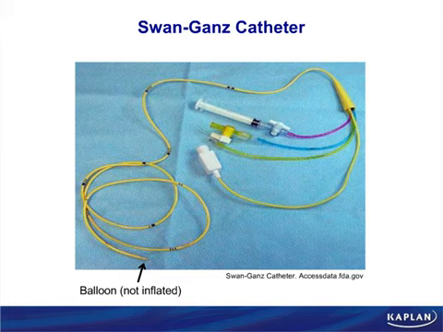So this balloon, we blow it up inside the vasculature, and then we just advance the catheter following the path of blood flow. So we go from the vein, right atrium, right ventricle, then into the pulmonary artery. And that's what we utilize the Swan-Ganz catheter for, to measure pulmonary artery pressure or to measure what we call wedge pressure, which we'll talk about on the next slide.